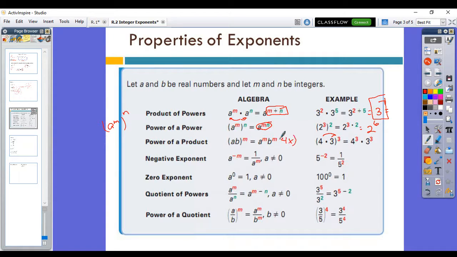Now, let's imagine we have 4x squared. So that's saying 4 squared times x squared. This is where you'll see it the most, when you have a number and a variable on the inside. You'll see this quite a bit sometimes.